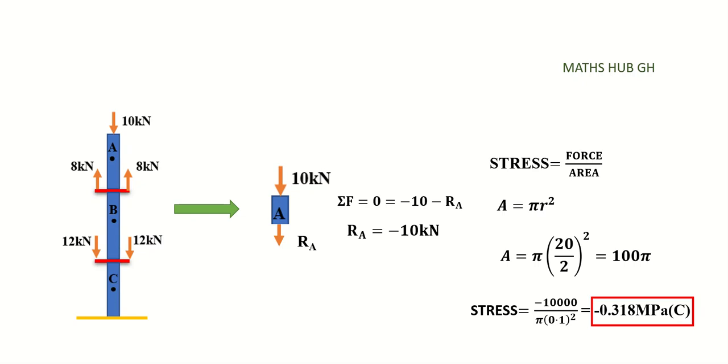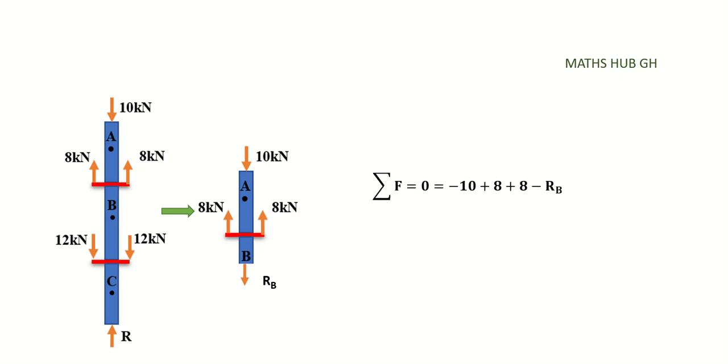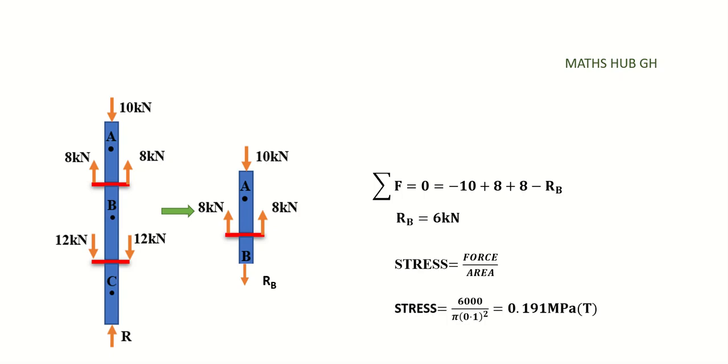Let's do the same for the cross section B. We will draw a free body diagram for the cross section B, and sum up all the forces and equate it to 0. You're going to have minus 10 plus 8 minus R sub B. Solving for R sub B, you have 6 kilonewton. Then you calculate the stress, which is equal to force over area. So you have 6,000 over pi multiplying 0.1 squared, which will be equal to 0.191 megapascal. Because it is positive, it will be in tension.